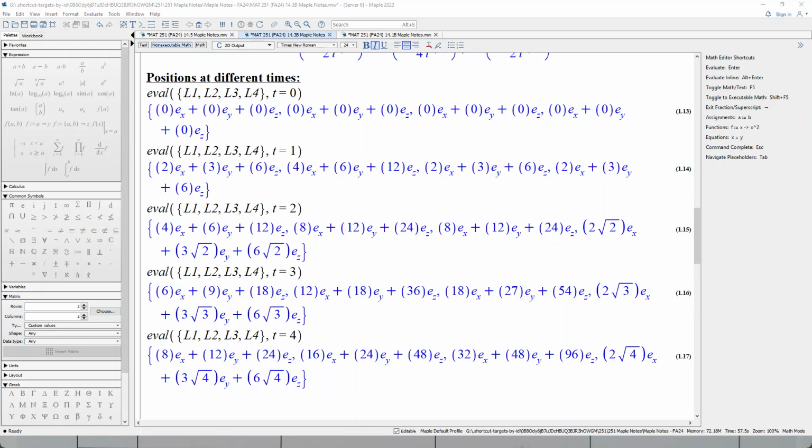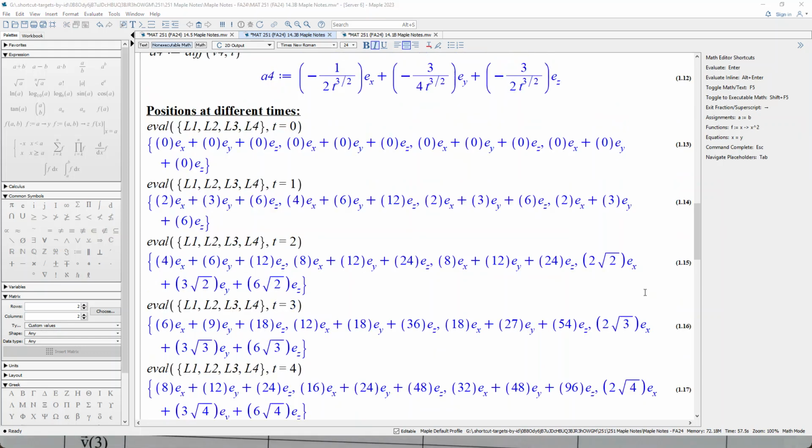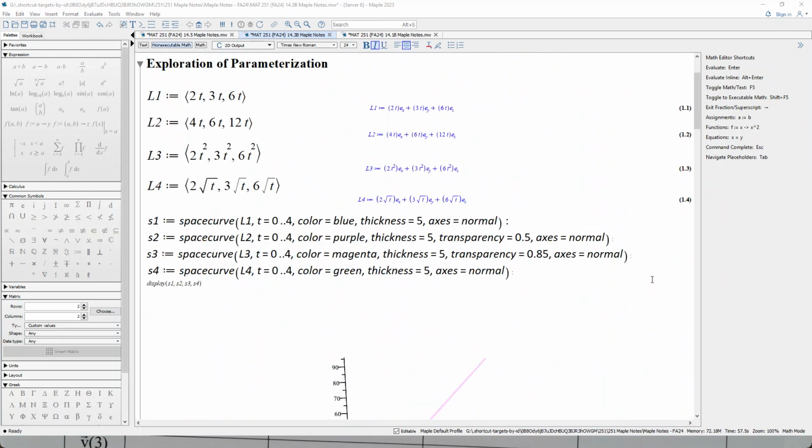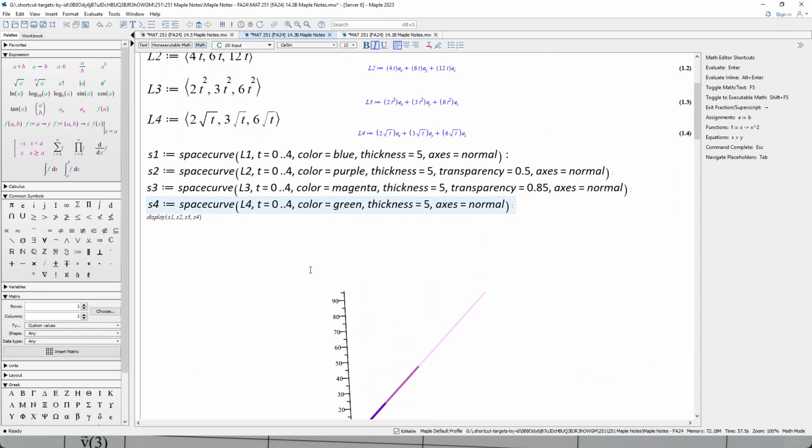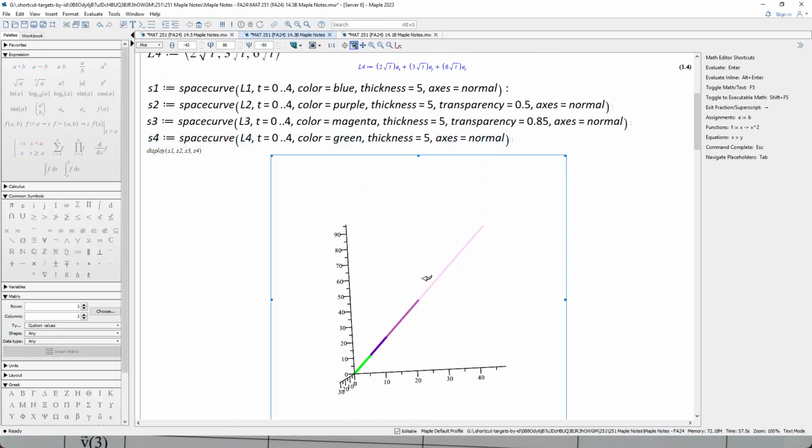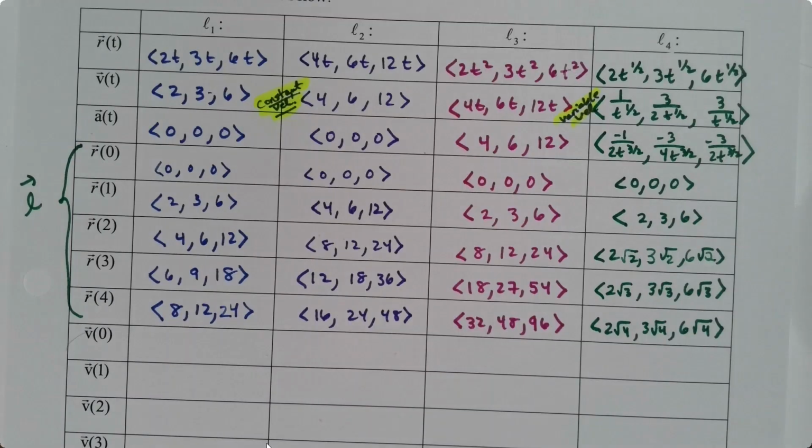If you want to pause, you can do the same. And it just occurred to me, I'm going to regraph these, and I did regraph them with 0 to 4, because that's our actual limit that we're looking at in the table. So there you go. It's the same graph. It's just not quite as long.